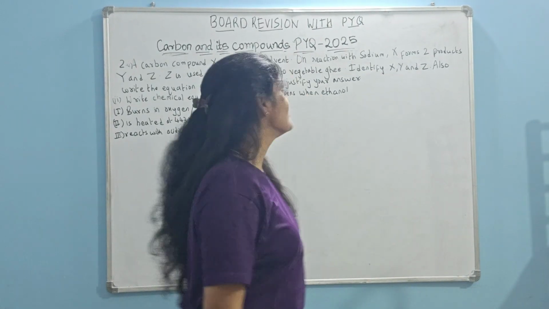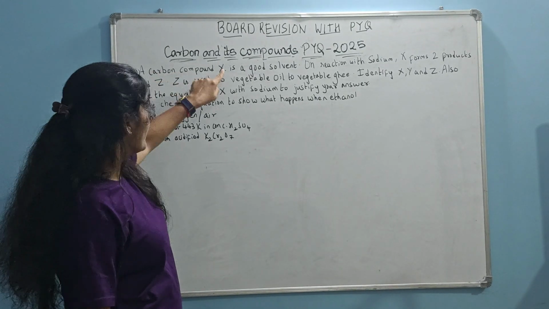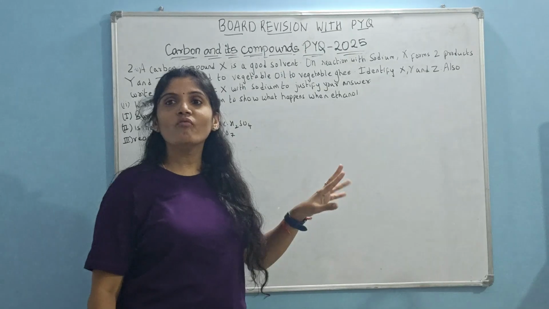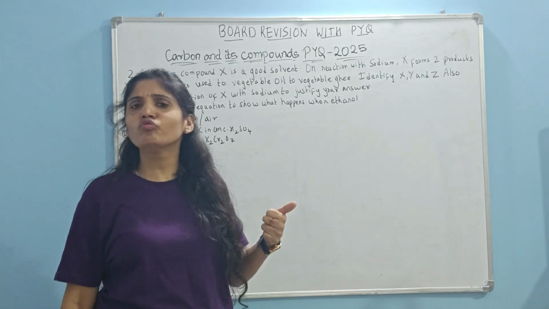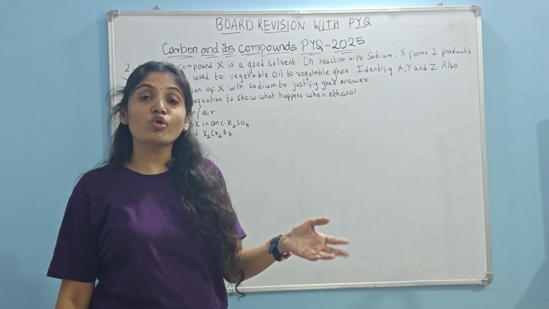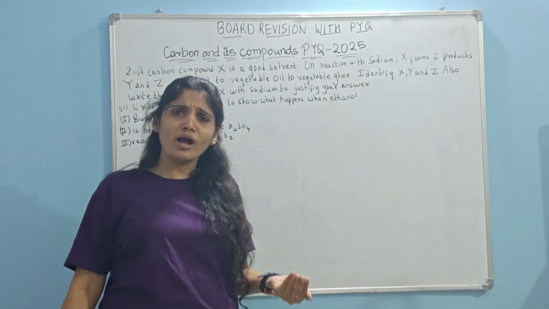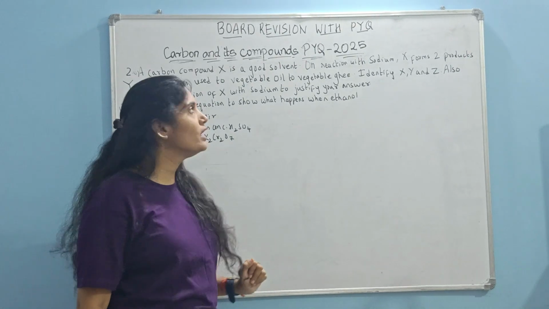Now let us solve the second question, which came in the year 2025. A compound X is a good solvent. Okay, he clearly mentioned it's a carbon compound. Now we have two important solvents which are industrially used. One is water, which is a universal solvent. After water, for compounds which are not soluble in water, ethanol is used as a solvent. It is a carbon compound. So looking at this, you should immediately get an idea that the solvent should be ethanol.